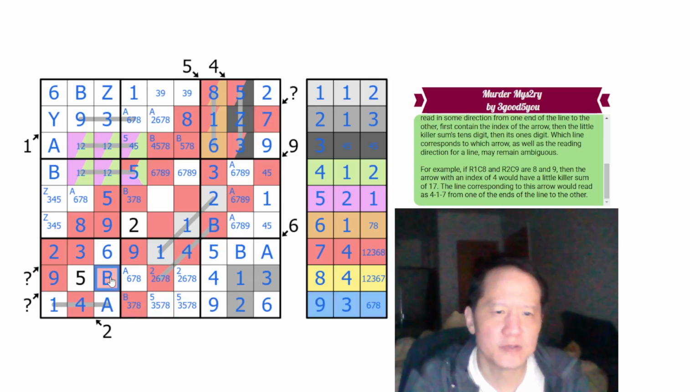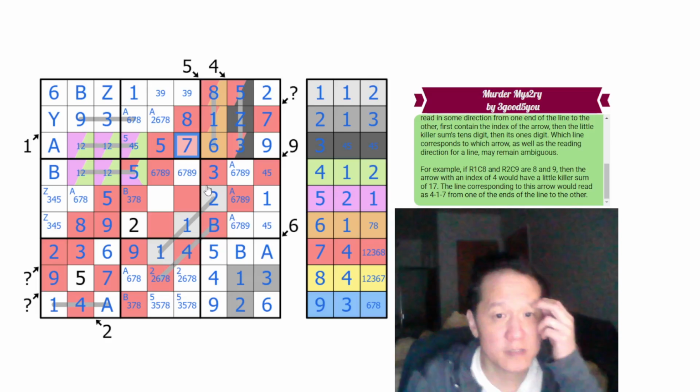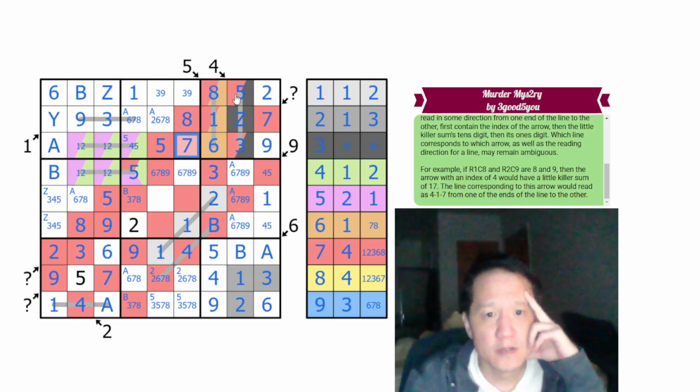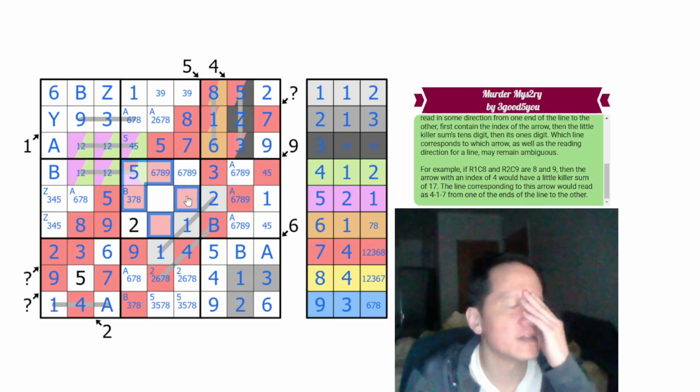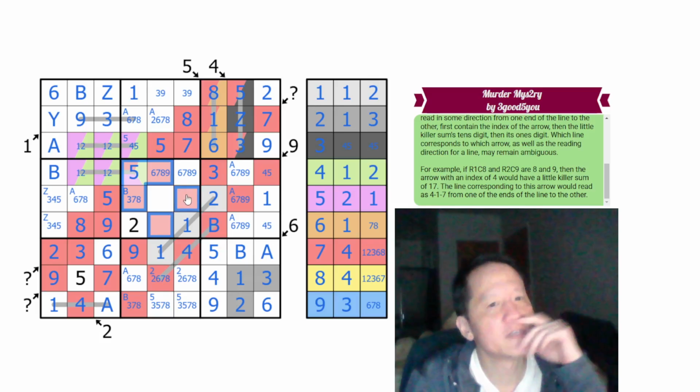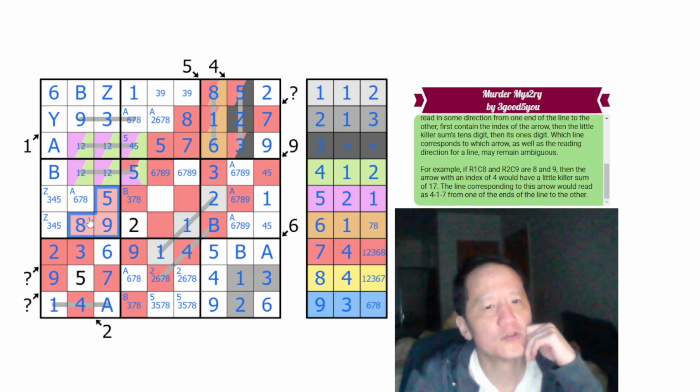This is B, so this is 7. So this is 5 and 7 at least. Okay, so what would all of this add up to? So again, this would add up to 24. This is 20, 44. 35 at least. 79. 22.